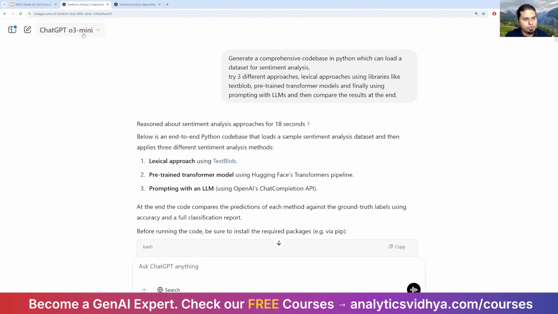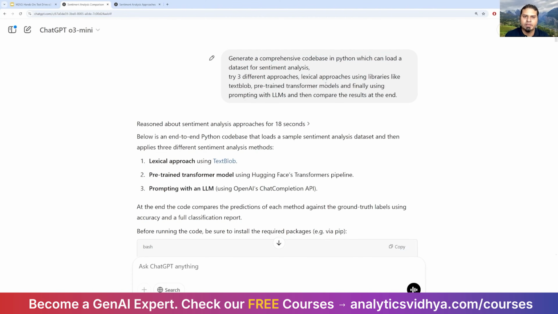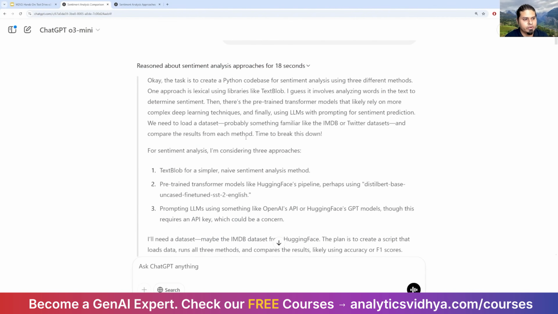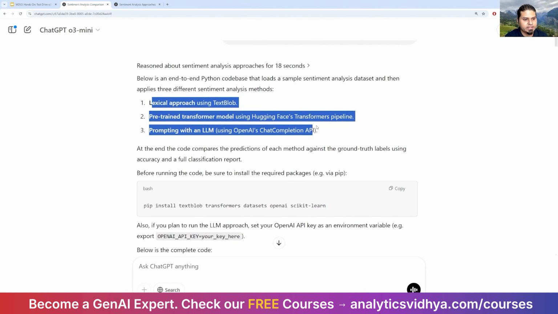So here I have used o3-mini in ChatGPT and given the exact same prompt, which we just discussed, to try out 3 different types of sentiment analysis in that Python code, which it should generate. And as you can see, it reasoned for around 18 seconds in terms of the 3 approaches I mentioned it to use. And it's pretty intelligent in the way that it already figures out what kind of fine-tuned transformer models are out there, which could be used for sentiment analysis, and that it could prompt LLMs using OpenAI or Hugging Face to solve that third approach of prompting to do sentiment analysis. And after 18 seconds, it starts giving us the response that it will try these 3 approaches.